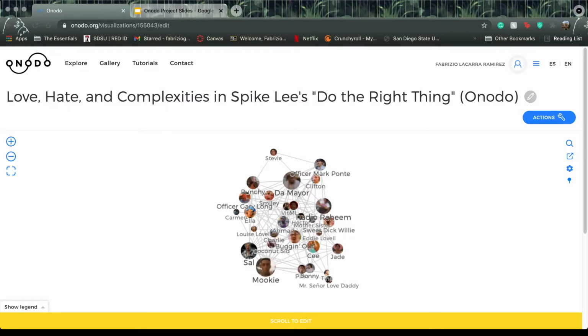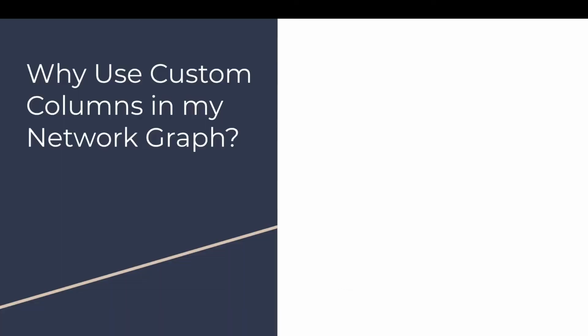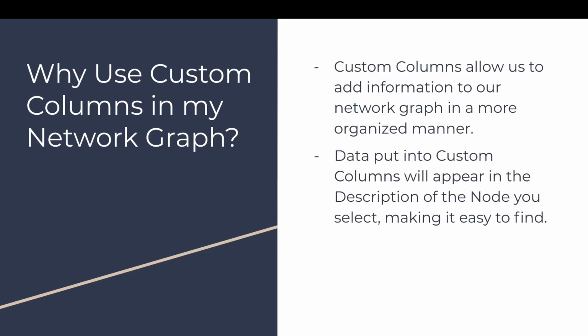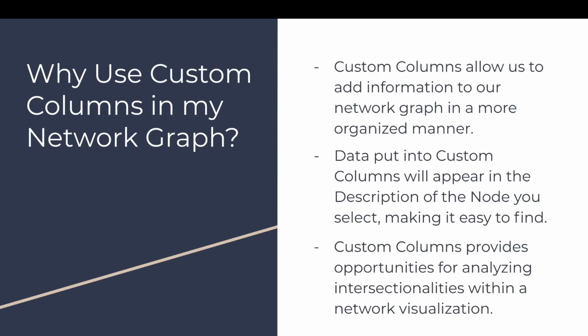Now that we have a good handful of characters, let's go back to nodes and try adding a custom column. But why use a custom column in your network graph? Well, there's a few reasons. Custom columns allow us to add information to our network graph in a more organized manner. Data put into custom columns will appear in the description of the node you select, making it easy to find. And custom columns provide opportunities for analyzing intersectionalities within a network visualization.